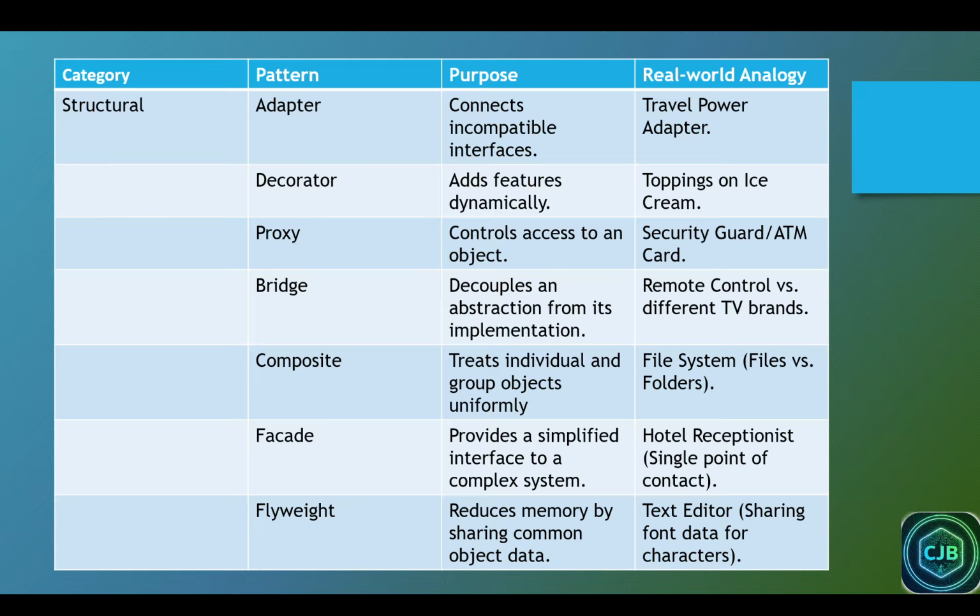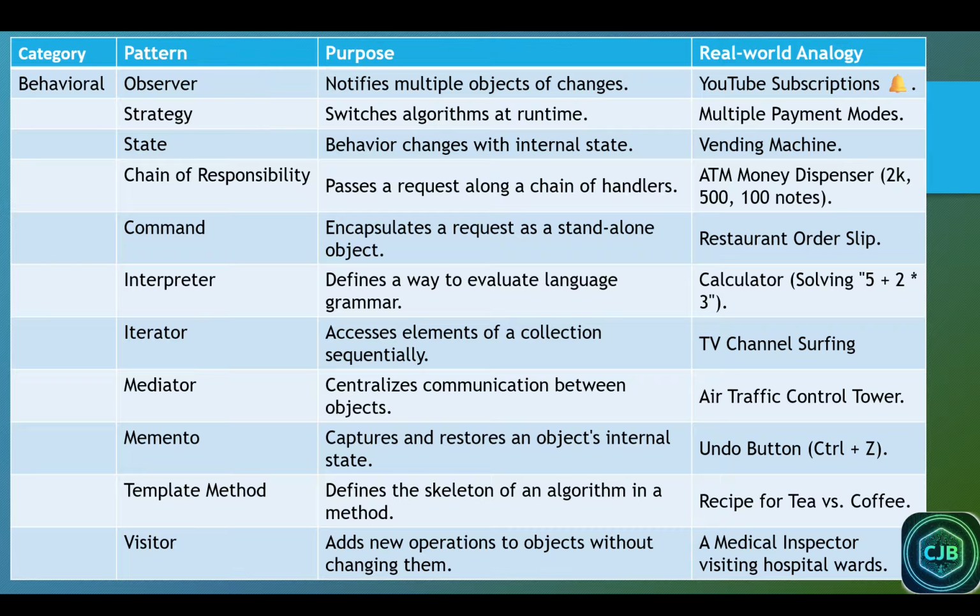Iterator accesses elements of a collection sequentially, like TV channel surfing. Mediator centralizes communication between objects, like an air traffic control tower. Memento captures and restores an object's internal state, like an undo button. Template method defines the skeleton of an algorithm in a method, like a recipe for tea versus coffee. Visitor adds a new operation to objects without changing them.